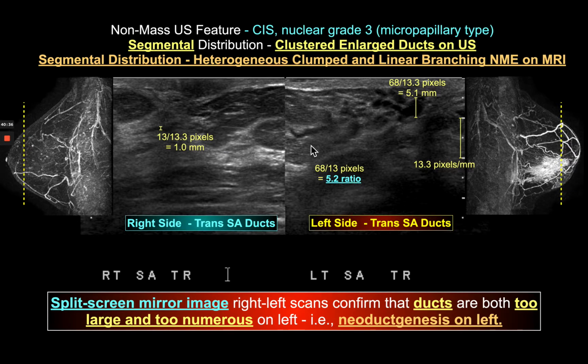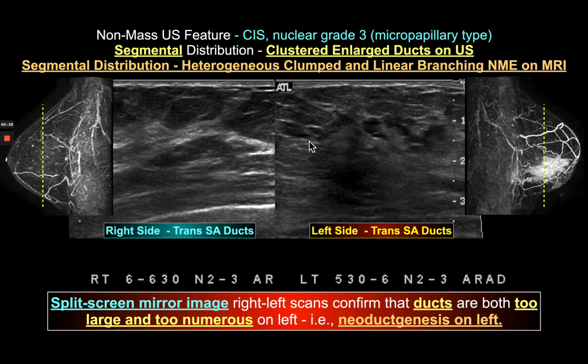It's about a 5 to 1 ratio. When I get farther peripherally, I'm seeing almost exclusively neoducts. They're not quite as enlarged, but much more numerous in terms of what I'm seeing in the native ducts. I only see 2 barely visible native ducts out this far, like 5 or 6 centimeters from the nipple, as compared to 20 or 30, dozens on the left side.